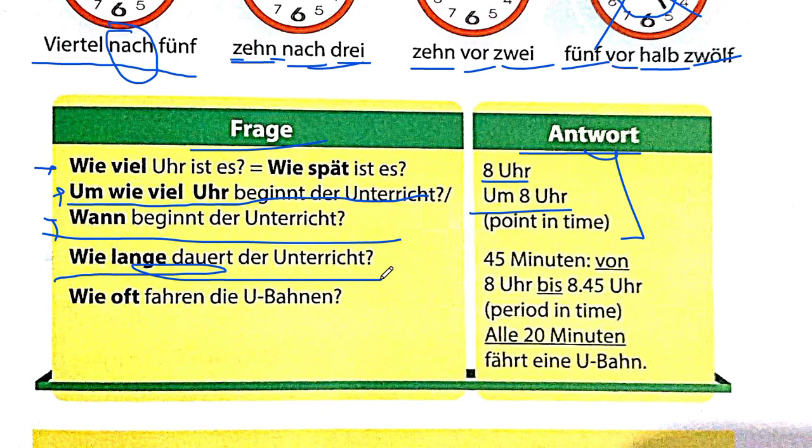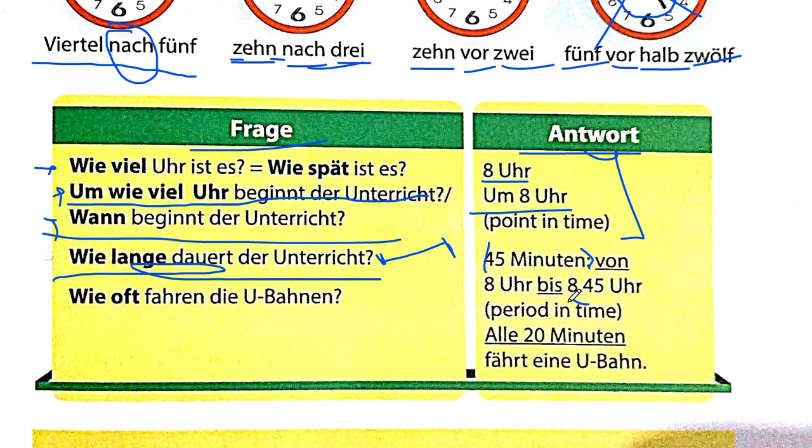Wie lange dauert der Unterricht? Till when? Basically they're saying how long does the class last? They're asking you. Dauer comes from dauern, which means to last. How long does the class last? So now you have to tell one point of time to another point of time. So basically you have to tell a period of time as the answer. So let's say 45 minutes. Okay? Von 8 Uhr bis 8.